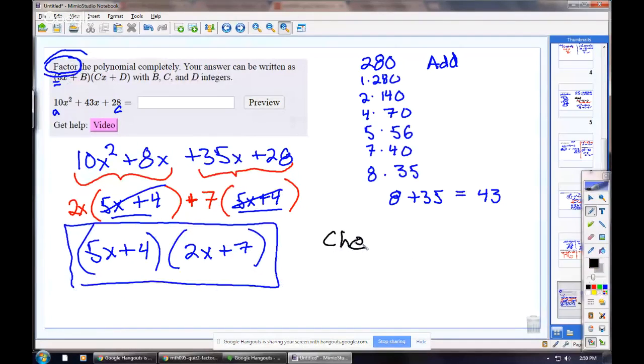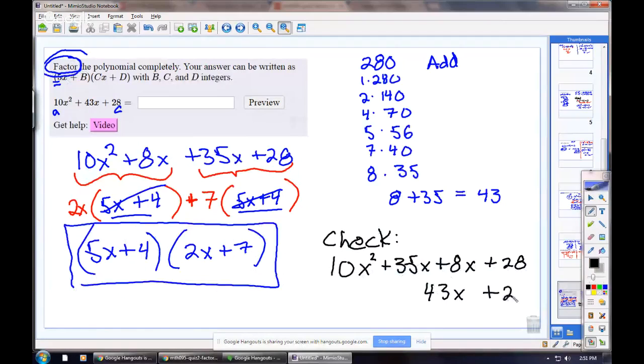Check. What happens when I multiply? 5x times 2x is 10x squared. 5x times 7, 5 times 7 is 35x. 4 times 2 is 8x. And then 4 times 7 is 28. Let's see, 35x and 8x is 43x.